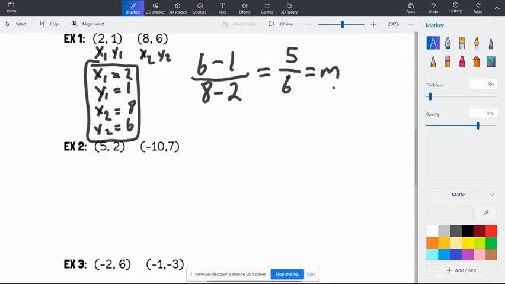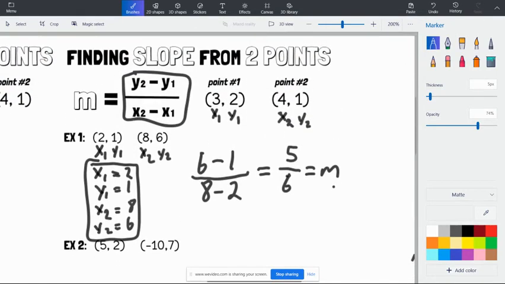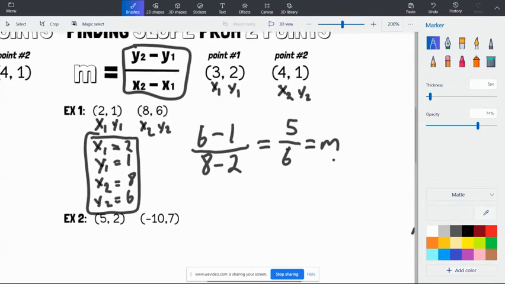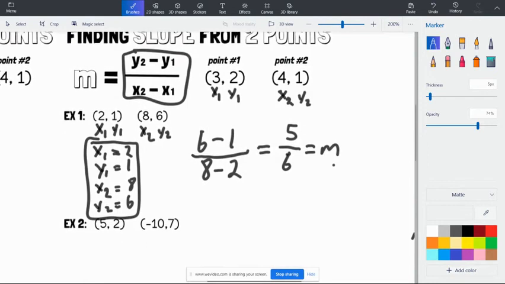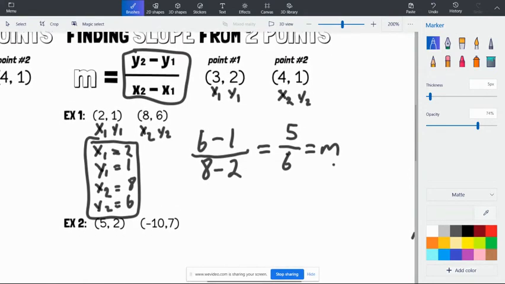By the way, I know this can be confusing. Please ask Mr. Moore, myself, or Ms. Spear for help if you need it on this. Slope is one of the more confusing things. Once you get it, it's pretty simple, but getting it is kind of difficult, and I understand that. So if you're confused, that's fine.